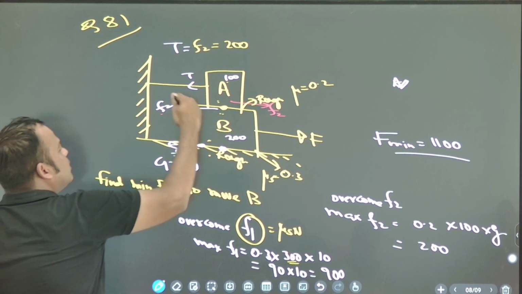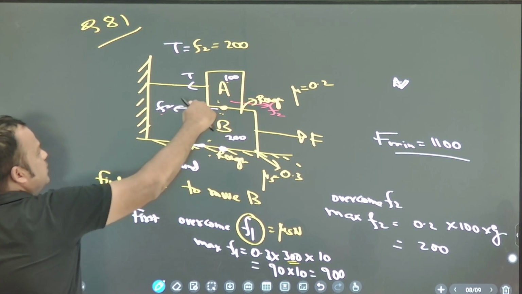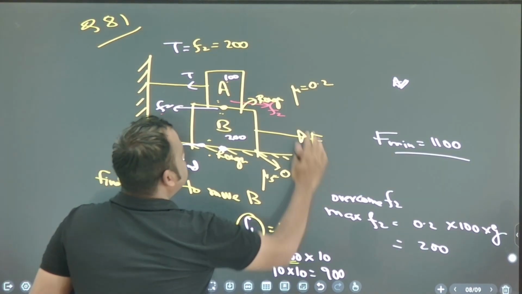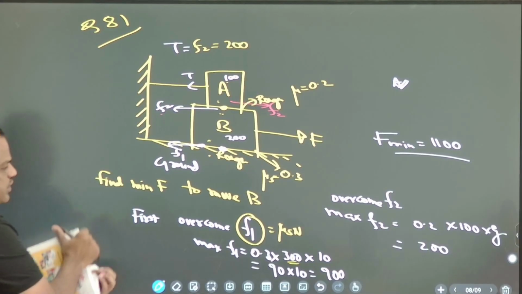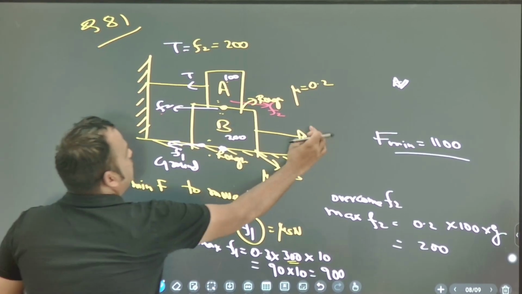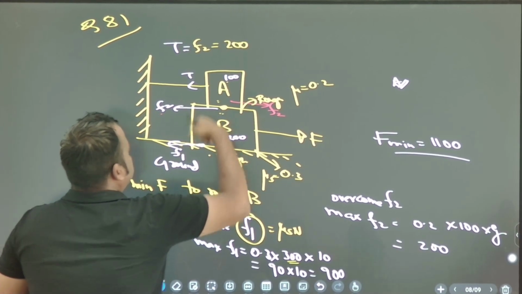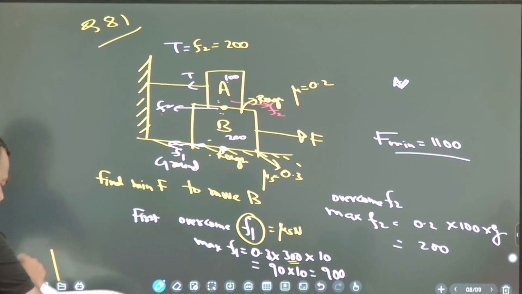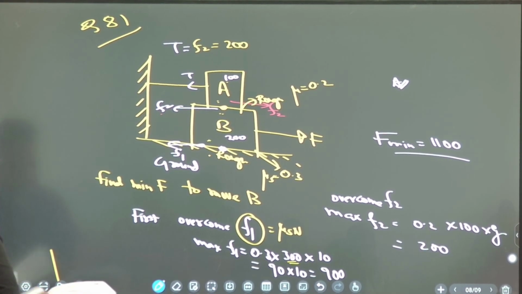So B will overcome both F1, F2. Okay. So 200 and 900. So what is total? 1100. Okay. So the minimum value of F is 1100. Okay, fine.